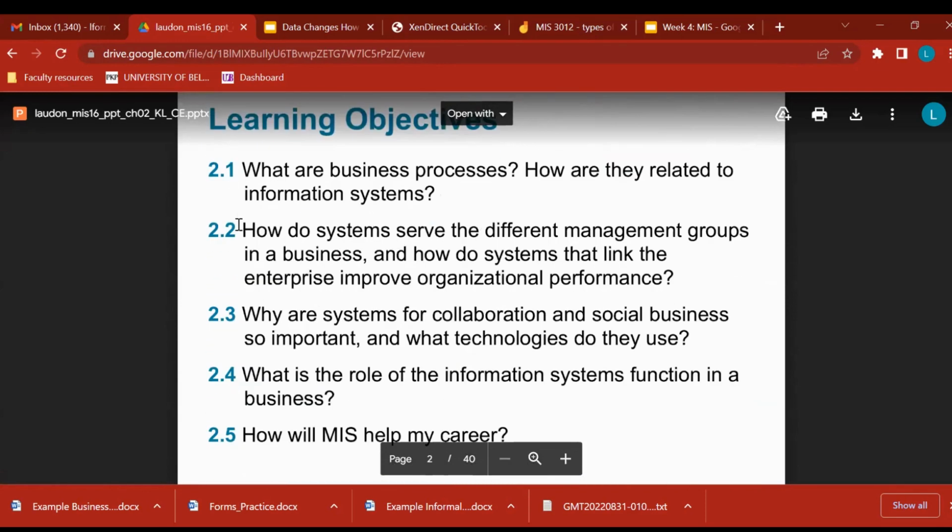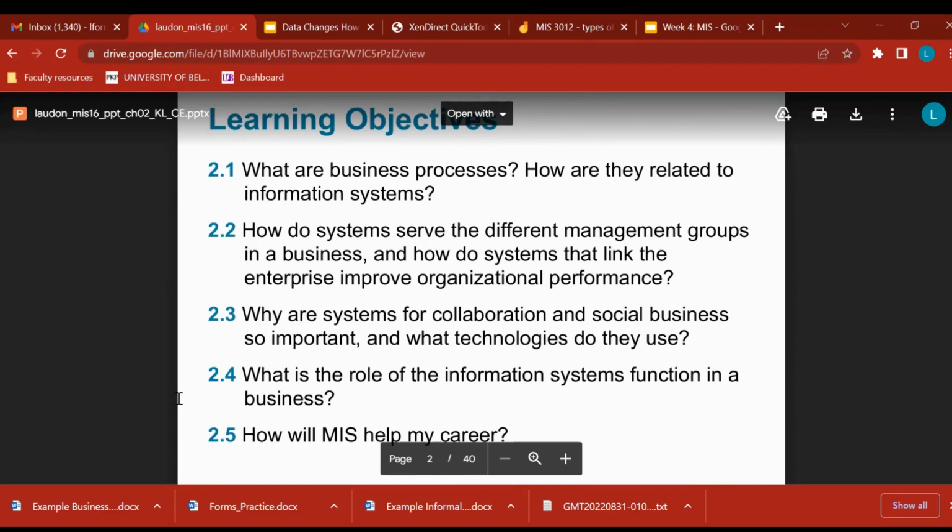For this unit, we have just 5 objectives. We'd like to learn what are business processes. So you'll see that coming out in your forum. You have to find out what is a business process. How do I explain this in my own words? How are they related to information systems? Why are they even important for us to study?